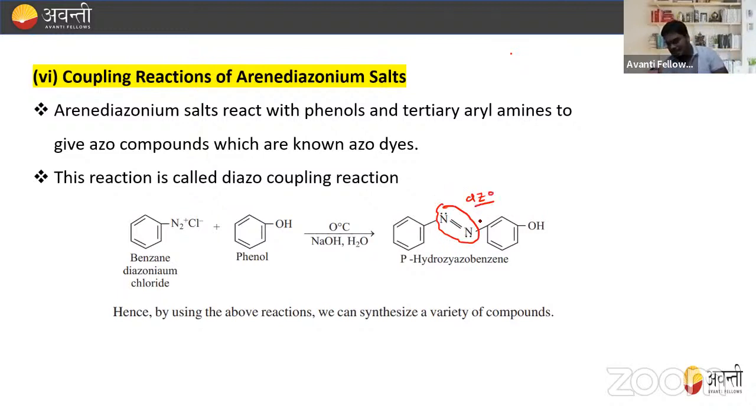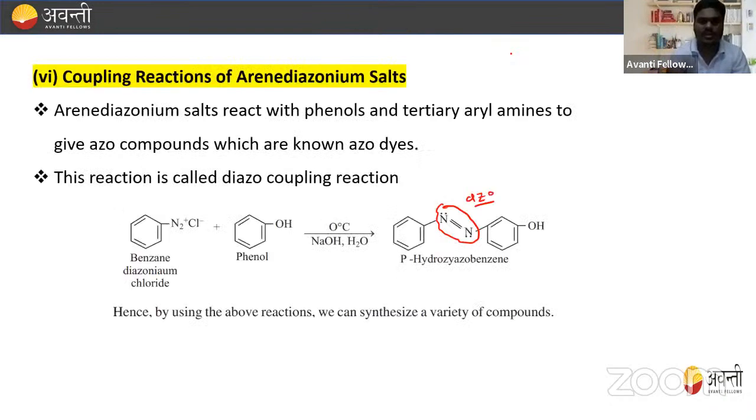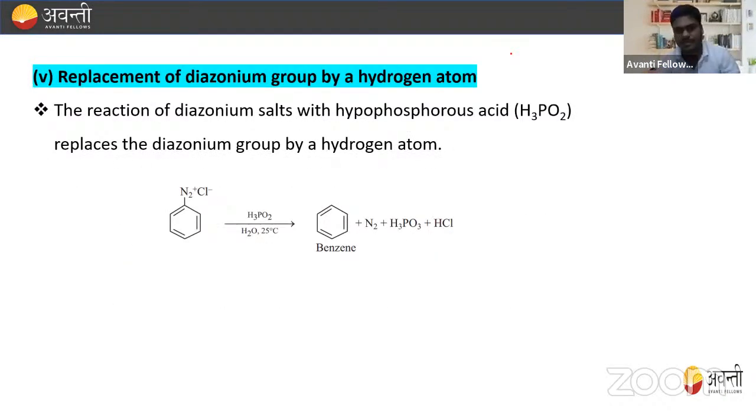Right? So this is known as a para hydroxy azo compound. Always remember this. So this reaction is called the coupling reaction. Hence, by using the above reaction, we can synthesize a variety of azo compounds. So this is the way you get the entire reaction.